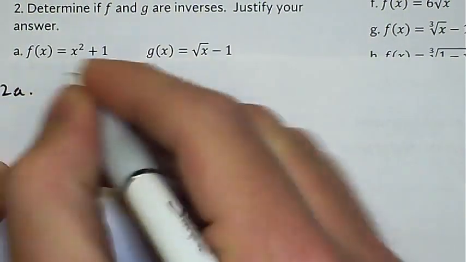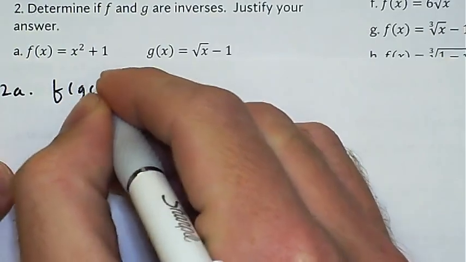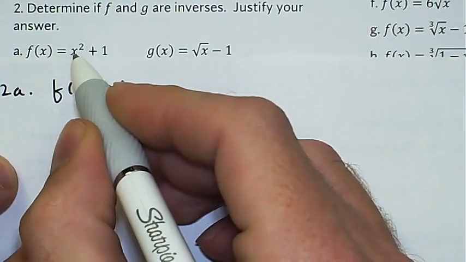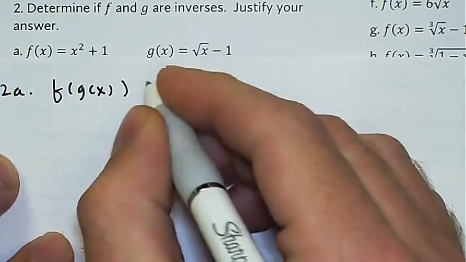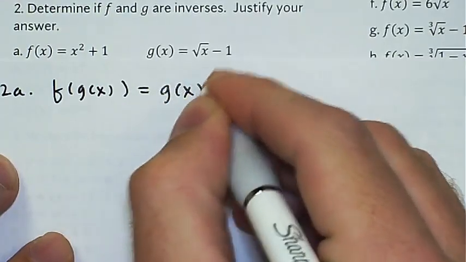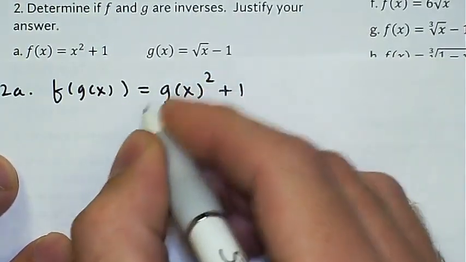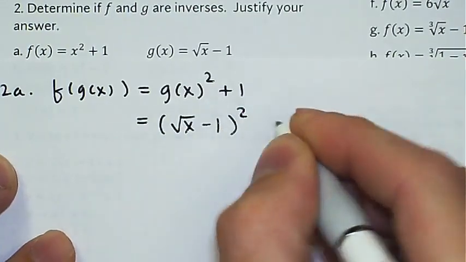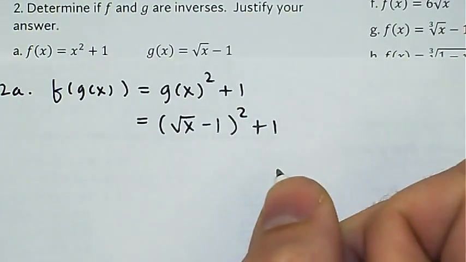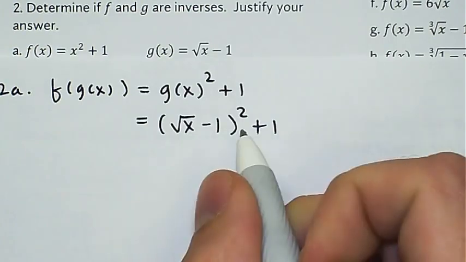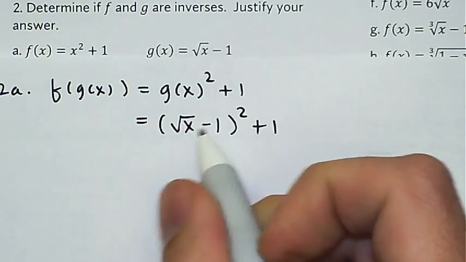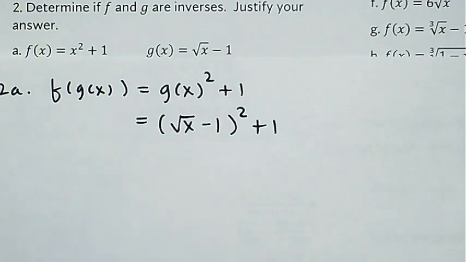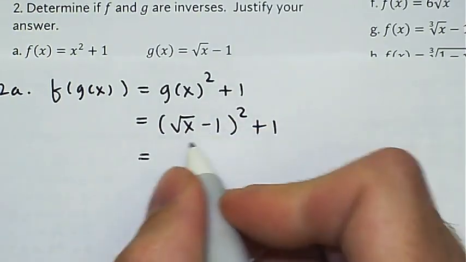So for this first one, I'm going to say f of g of x is, okay, anywhere I see x in the formula for f, I'm replacing with g of x. So g of x squared plus 1, which is going to be this square root of x minus 1 squared plus 1. Now, in the lesson, I showed you one where this worked out. This one's not going to work out. You can't just square the square root and square the 1, unfortunately. That would be too good to be true.